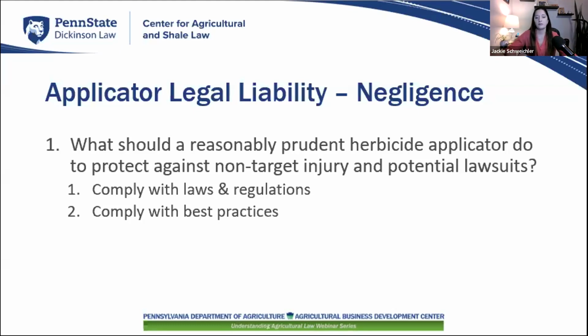The second point, follow best practices, whatever those might be. You want to stay up to date on what works best, talk to your neighbors, sign up for a newsletter, attend presentations, more technical presentations than this one. And the idea is, even if the law doesn't require you to do something, if there's a procedure that's considered to be an industry standard, you put yourself at risk if you ignore that procedure.